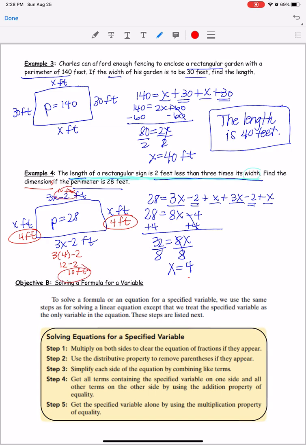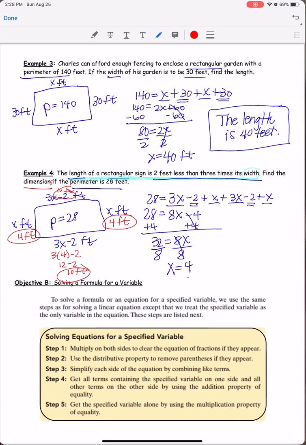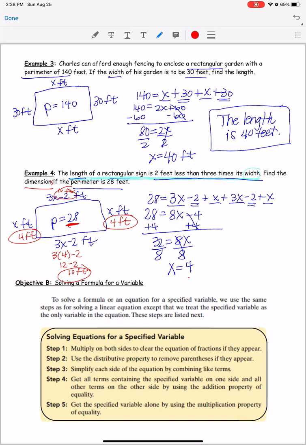And you can add this up. Is 10 plus 4 plus 10 plus 4, does that get me to this 28? Yes, it does. And so again, word problems require word answers. The rectangle is 4 feet by 10 feet.